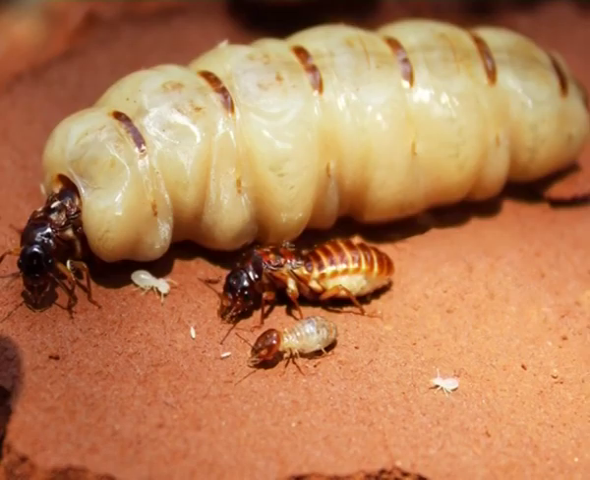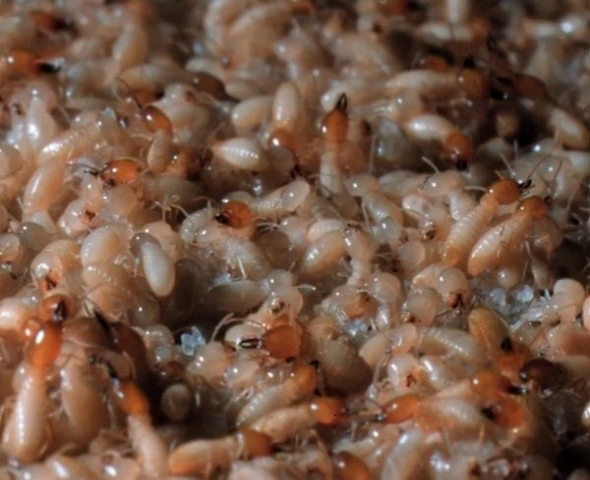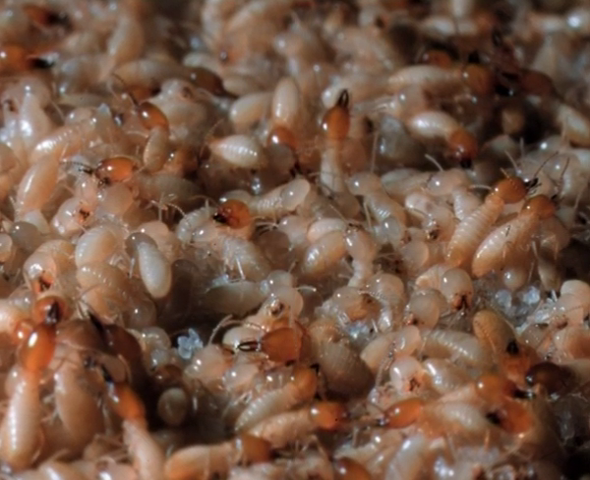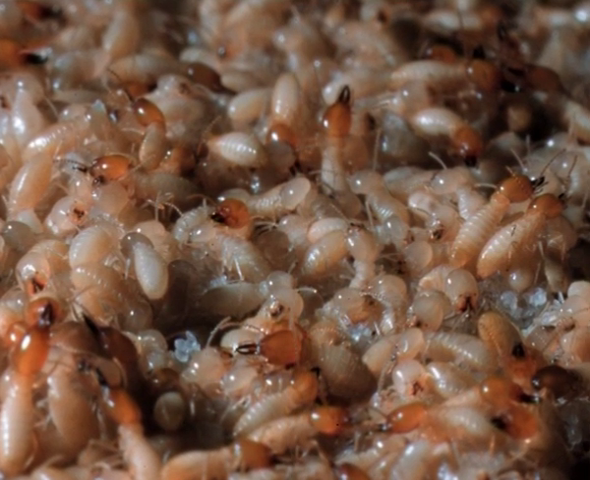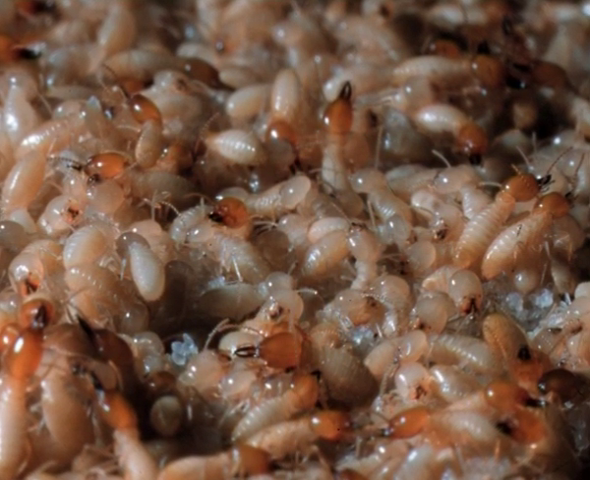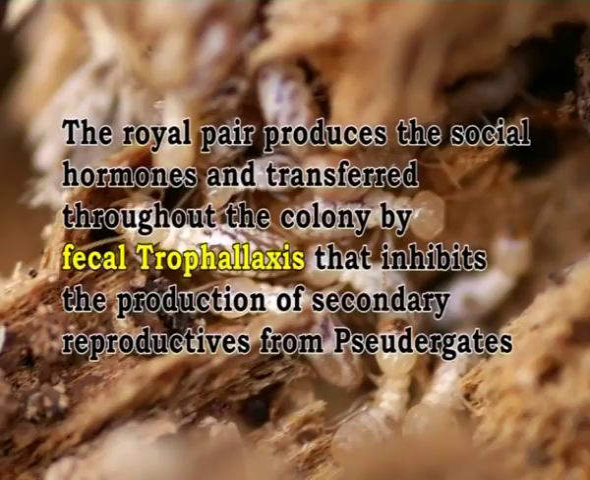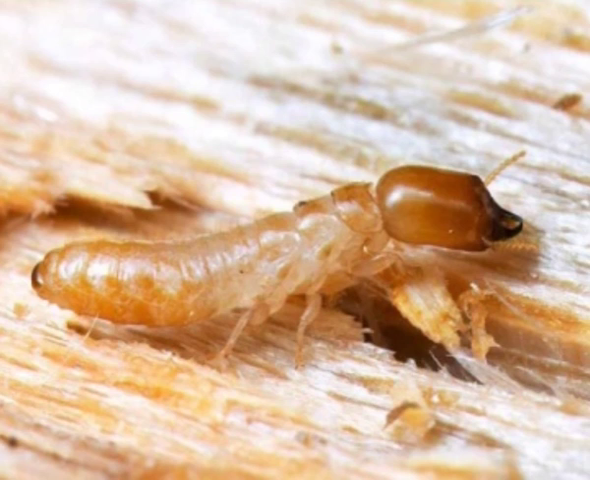Eggs hatch into nymphs and develop into sterile workers or soldiers. During early stages, the colony has a few hundred individuals and gradually becomes immense, with millions of individuals as it ages. The proper balance of castes, namely workers and soldiers, is maintained by the influence of pheromones. The royal pair produces the social hormones, which are transferred throughout the colony by fecal trophallaxis and inhibit the production of secondary reproductives from pseudergates. Example: dry wood termites.